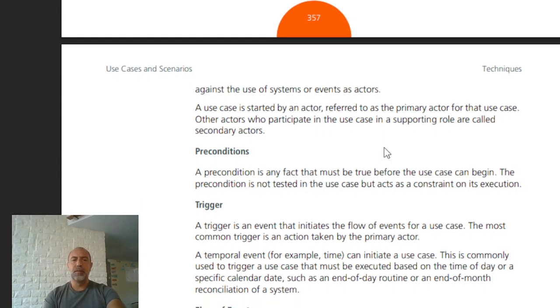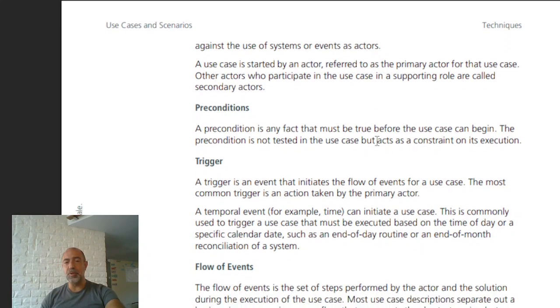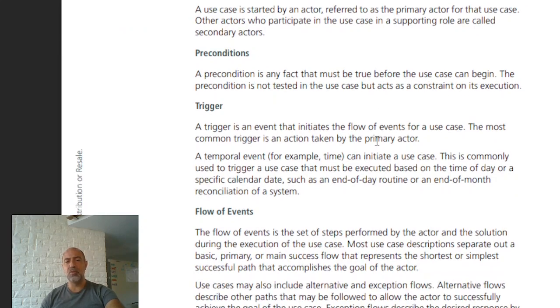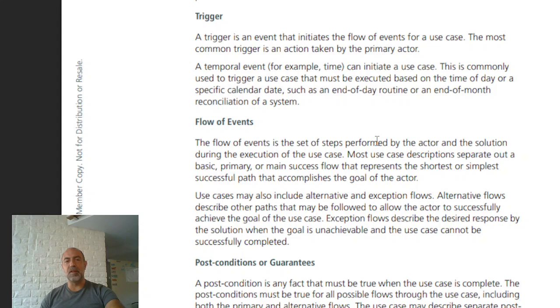A use case is started by an actor referred to as a primary actor. Other actors who participate in the use case in a supporting role are called secondary actors. A precondition is a fact that must be true before the use case can begin. The precondition is not tested in the use case but acts as a constraint on its execution. A trigger is an event that initiates the flow of events of a use case, the most common trigger being an action taken by a primary actor.